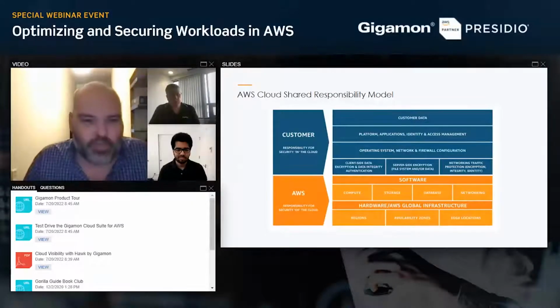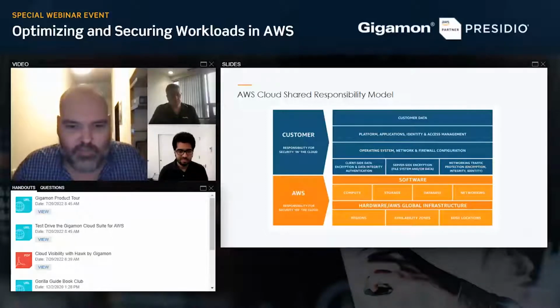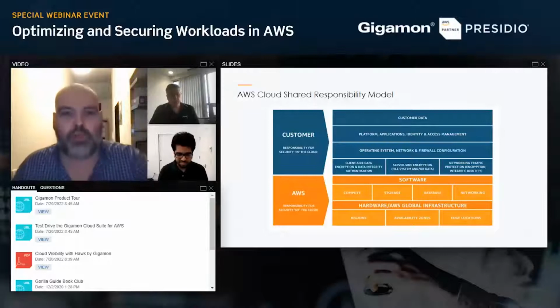So Faisal, what do you see as the biggest security considerations and best practices for a customer looking to move to the cloud from the get-go?